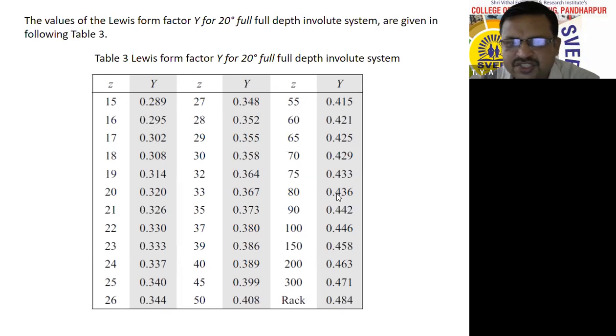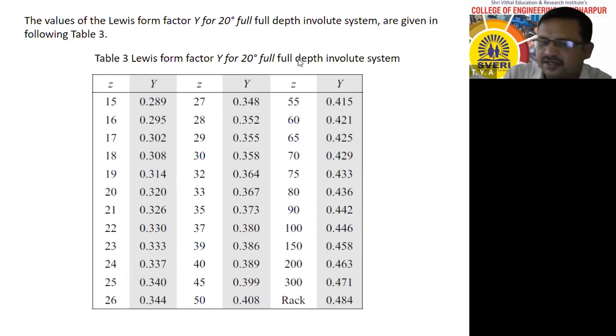Therefore, this table indicates the value of Y for different numbers of teeth for the 20-degree full depth involute system. It means if the pressure angle is 20 degrees, and Z is the number of teeth on the gear or pinion, the corresponding values of Y are in the table. I think you have understood it now, or not?